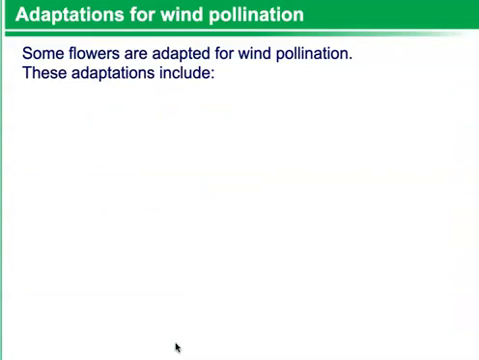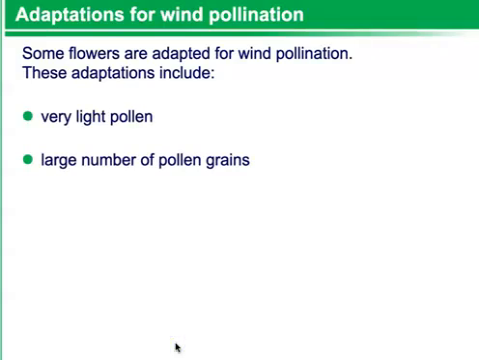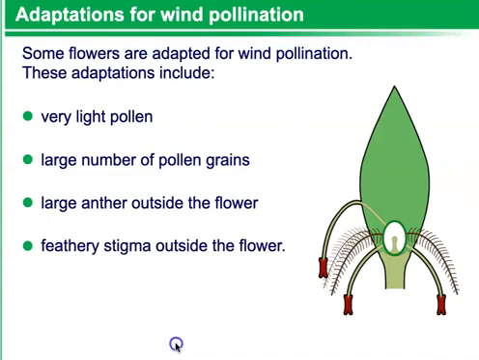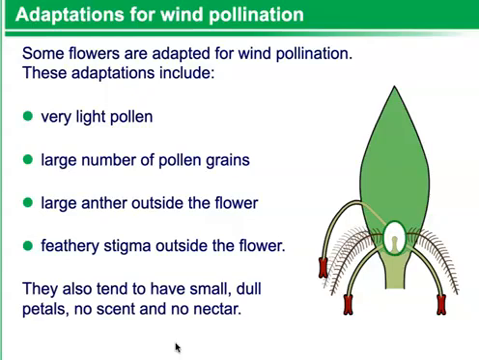Adaptations for wind pollination. Some flowers are adapted for wind pollination. These adaptations include very light pollen, a large number of pollen grains, a large anther outside of the flower, feathery stigma outside the flower, and they also tend to have small, dull petals, no scent, and no nectar. Bright colored petals, along with scent and nectar, would be used in order to cause insects to pollinate plants.